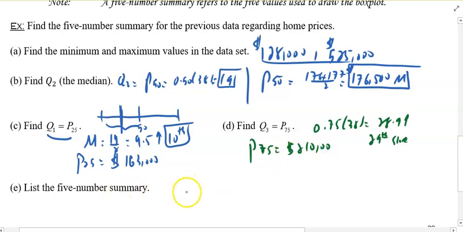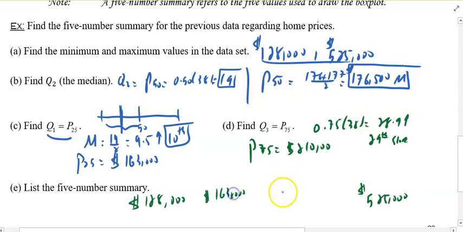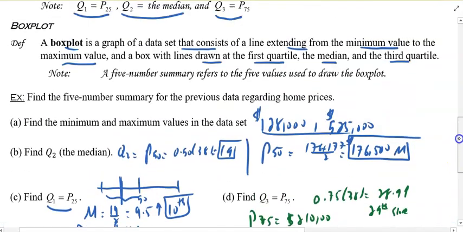List the 5 summaries. Well, the numbers are, the smallest is 128,000. The largest was 525,000. You always list those in a box plot. 163,000 was the 25th percentile. 50th percentile was 176,500. And 210,000 would be the 75th percentile, and that's all you need.